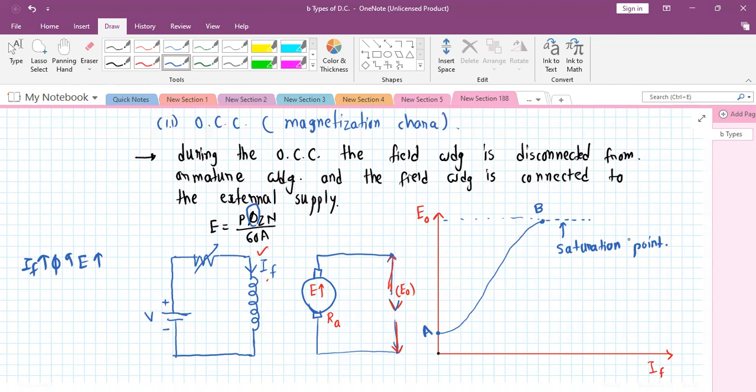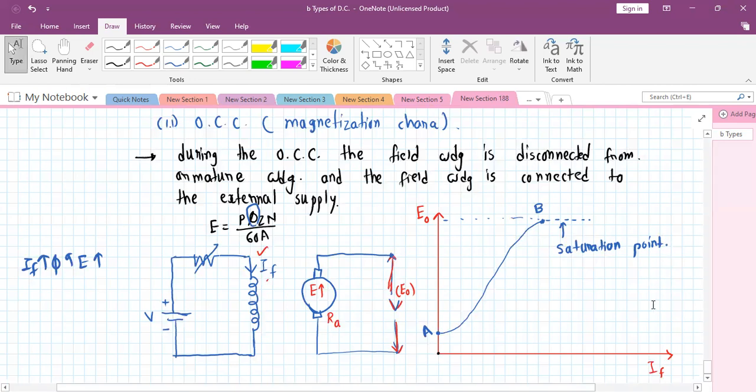Now remember that this OCC remains the same for DC series as well as DC shunt. Why? Because in a DC series machine also you disconnect the armature from the field winding and give a separate excitation. So if it is asked to explain the OCC or magnetizing characteristics for DC series or shunt, the explanation remains the same. Is it clear? So we have discussed the OCC.